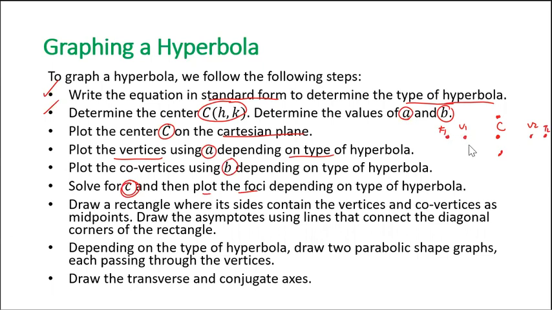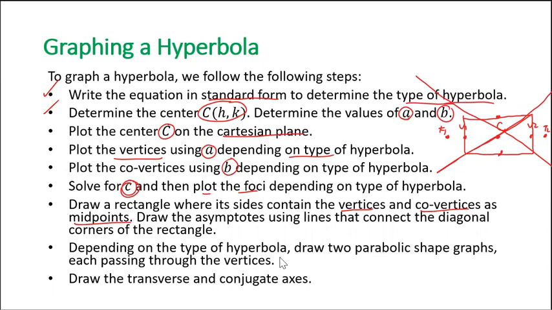Observe now that the foci, vertices, and the center lie on the same horizontal line for a left-right hyperbola. Afterwards, we draw a rectangle where its sides contain the vertices and co-vertices as midpoints. If we draw lines connecting the diagonals of this rectangle, these two lines serve as the asymptotes of the hyperbola.